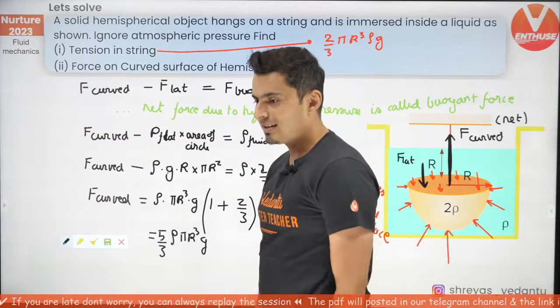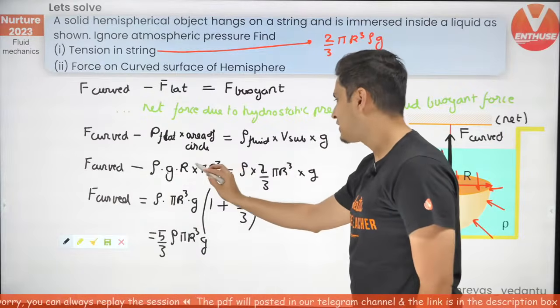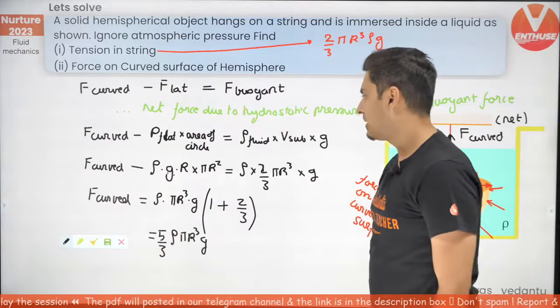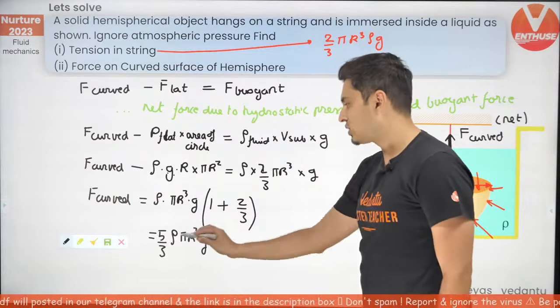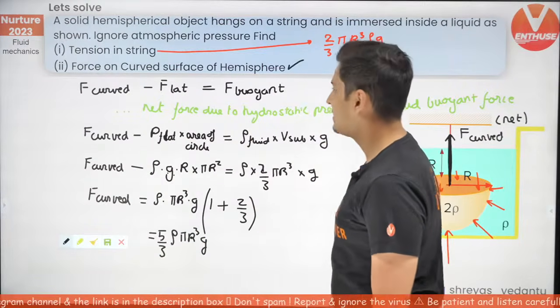Yep. So pi r square is also common and r is also there. You can see r and r square will become r cube. Here also it will become r cube. G is also there over here. And rho is also there, so that will also come outside. So 1 plus 2 by 3 is 5 by 3. Perfecto. So that's how we have done this question as well.